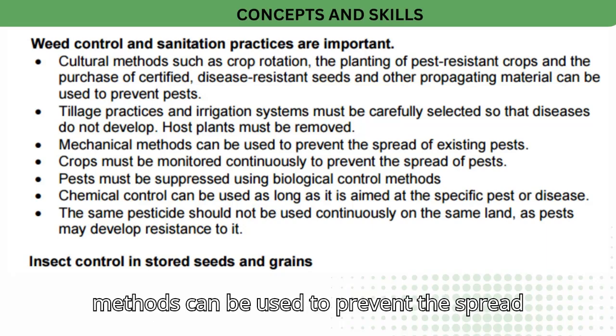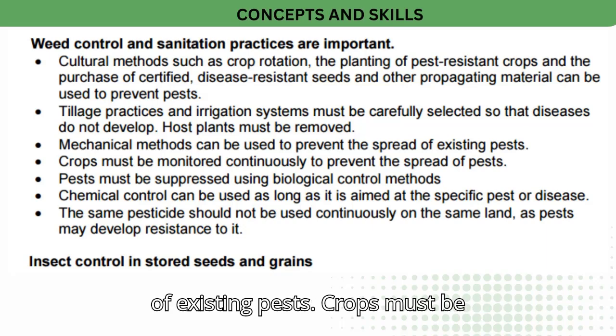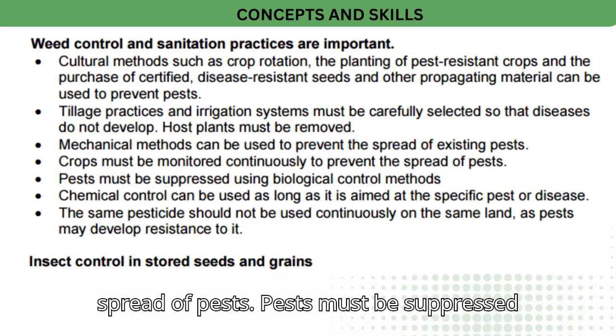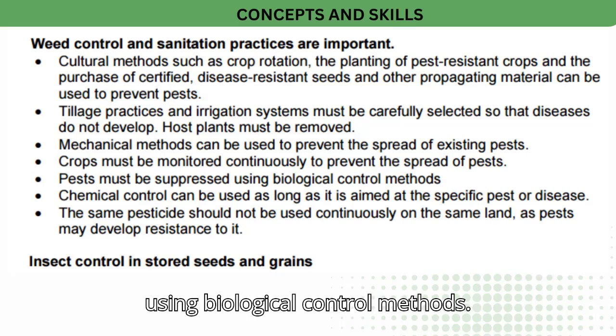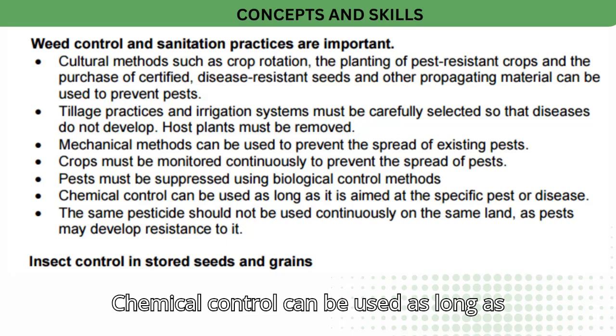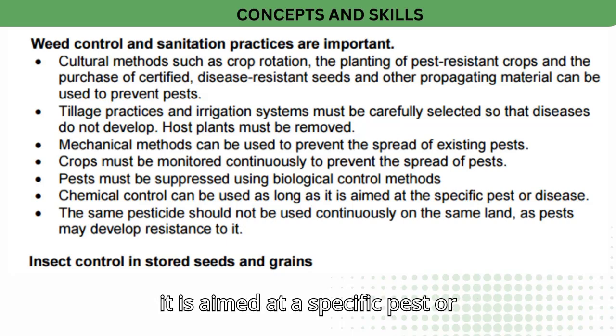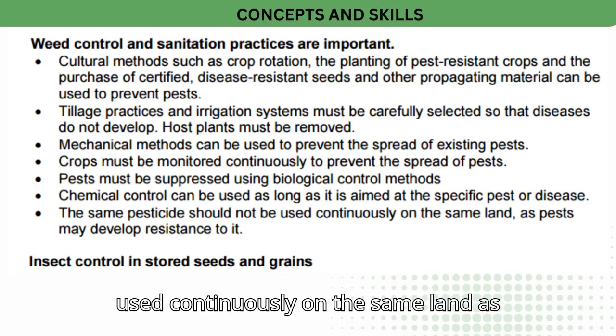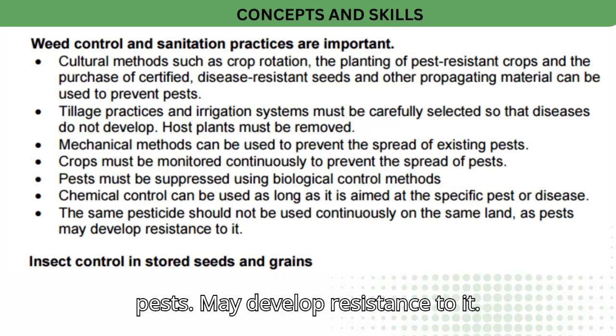Host plants must be removed. Mechanical methods can be used to prevent the spread of existing pests. Crops must be monitored continuously to prevent the spread of pests. Pests must be suppressed using biological control methods. Chemical control can be used as long as it is aimed at the specific pest or disease. The same pesticide should not be used continuously on the same land, as pests may develop resistance to it.